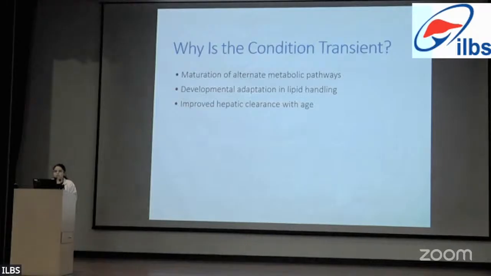There are some postulations as to why this condition is transient, because there is supposed to be maturation of alternate metabolic pathways which would handle this excessive byproduct formation, and developmental adaptation and improved hepatic clearance with age, but the definitive mechanism is not yet described.